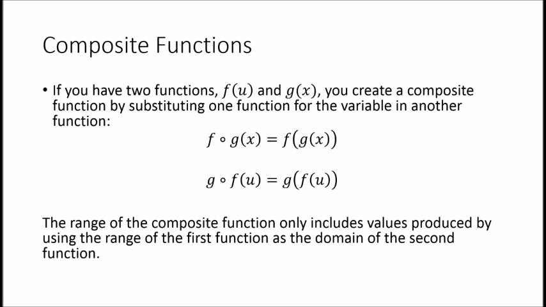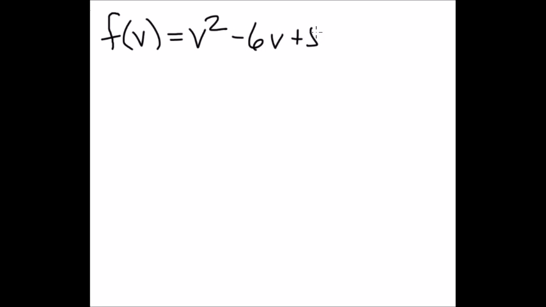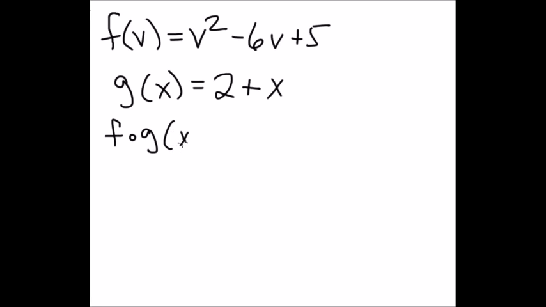So we're going to do a few examples. So let's consider a few composite function examples. Let's imagine that we have a function f of v, which is equal to v squared minus 6v plus 5. And similarly, we have a function g of x, which is equal to 2 plus x. So if we want to take the composite function f composite g of x, that's the same as saying we're taking the function f and plugging into it the function g of x, which in this case, if we look at the function g of x, is 2 plus x.